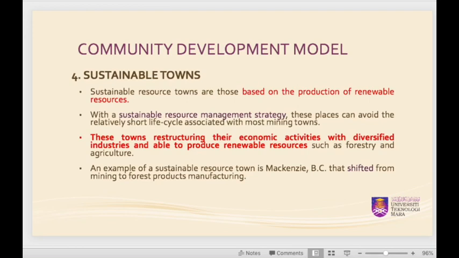Okay, number 4, the sustainable towns. Sustainable resource towns are those based on the production of renewable resources. With a sustainable resource management strategy, these places can avoid the relatively short life cycle associated with most mining towns. These towns restructure their economic activities with diversified industries and are able to produce renewable resources such as forestry and agriculture. An example of a sustainable resource town is Mackenzie, BC, which shifted from mining to forest products manufacturing.